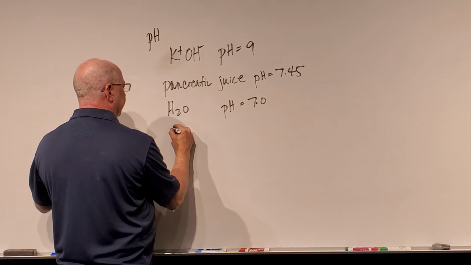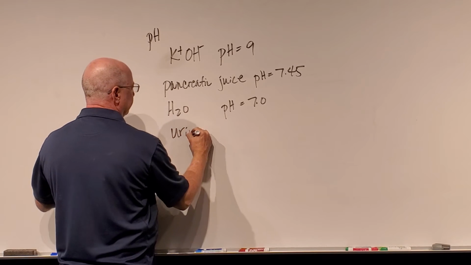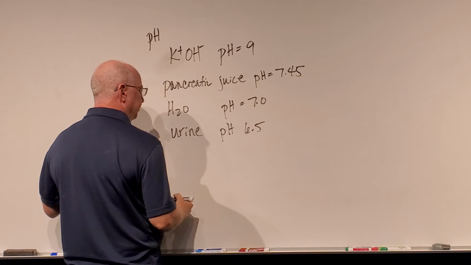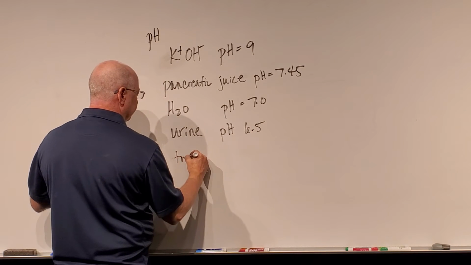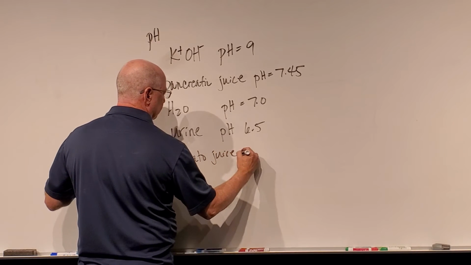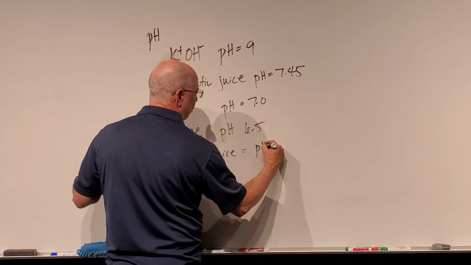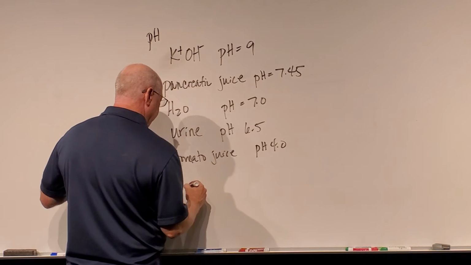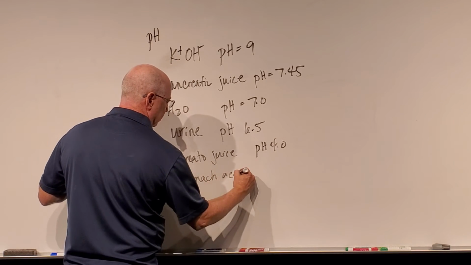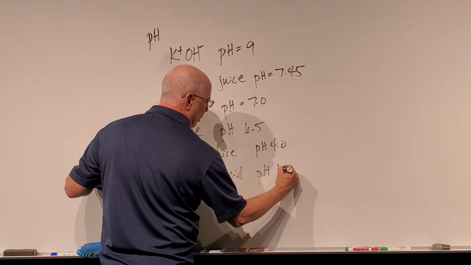I have urine. pH 6.5. Tomato juice, pH of about 4. And stomach acid, a pH of about 1.0.